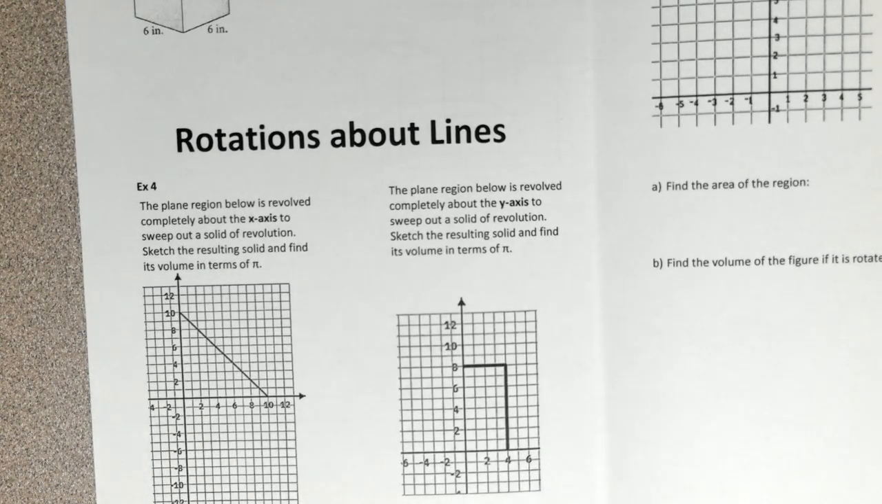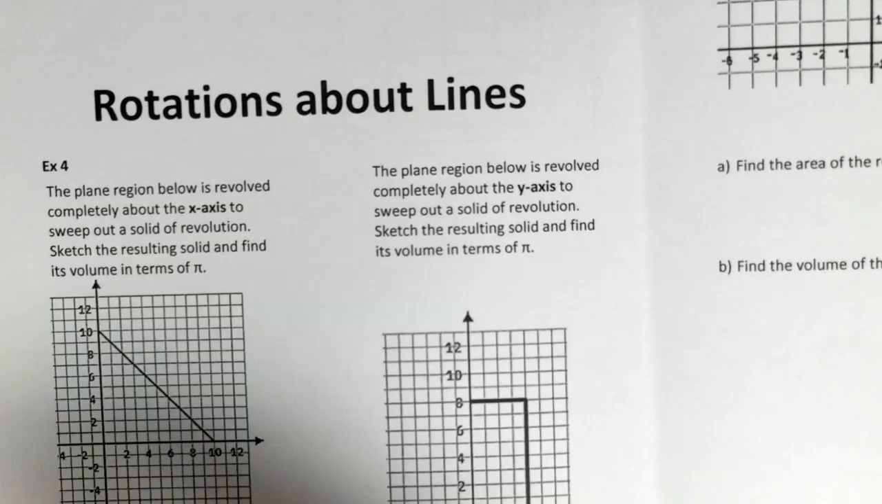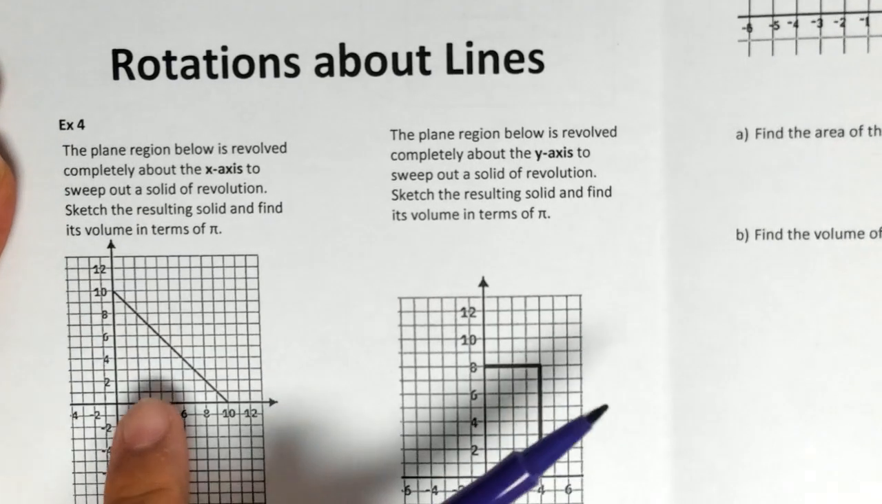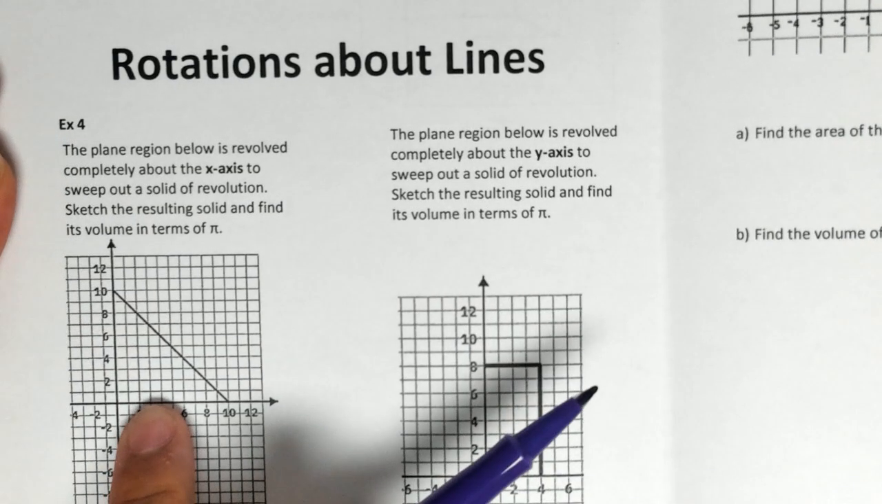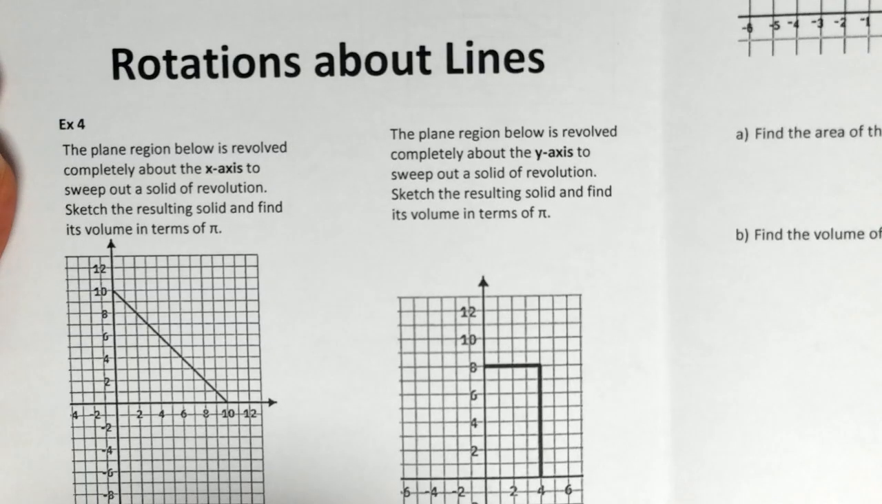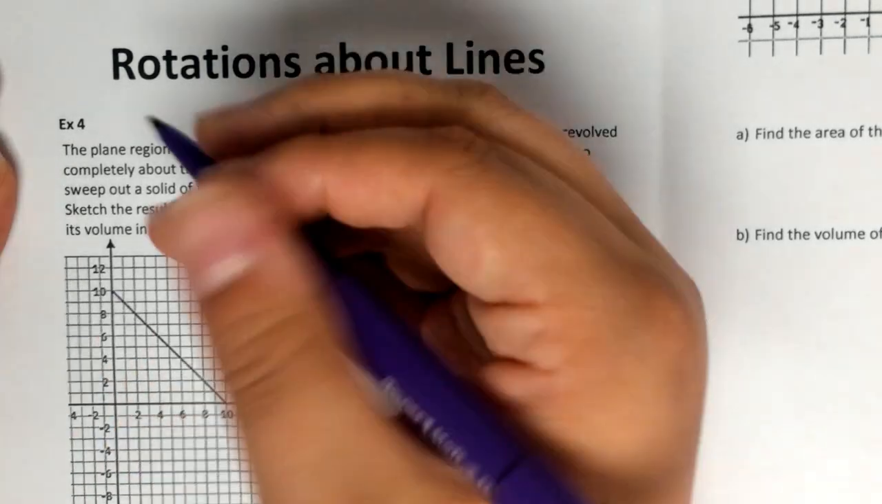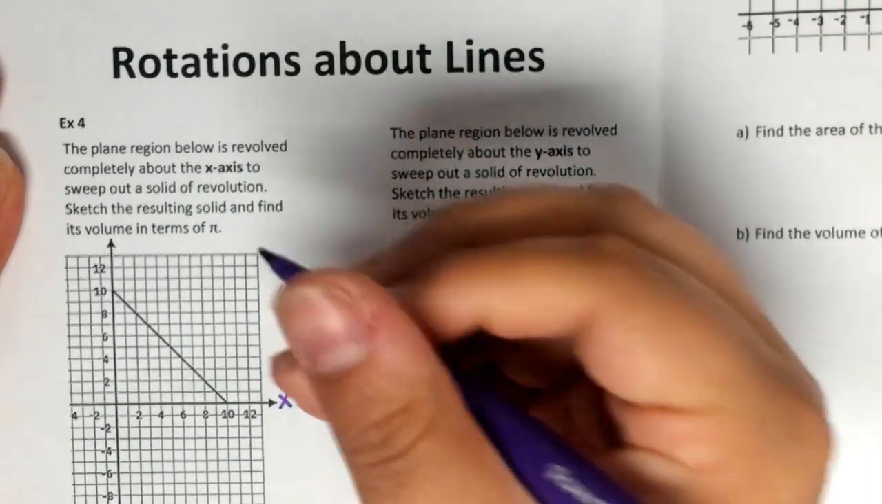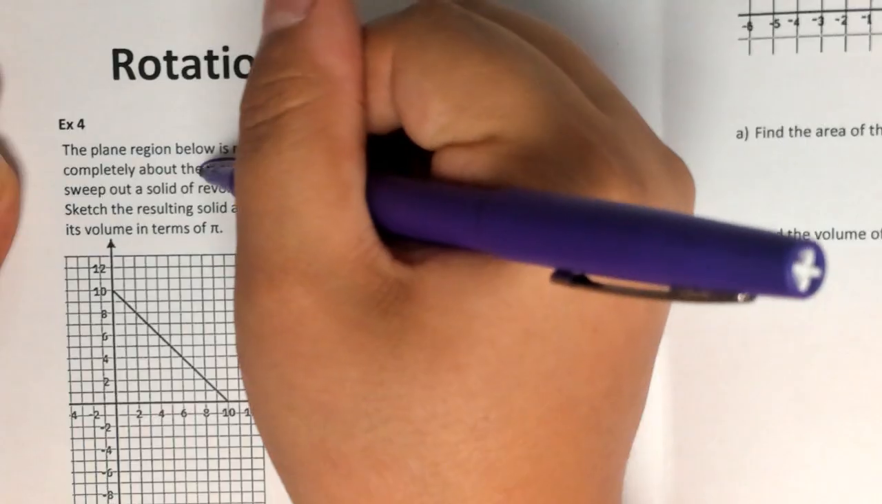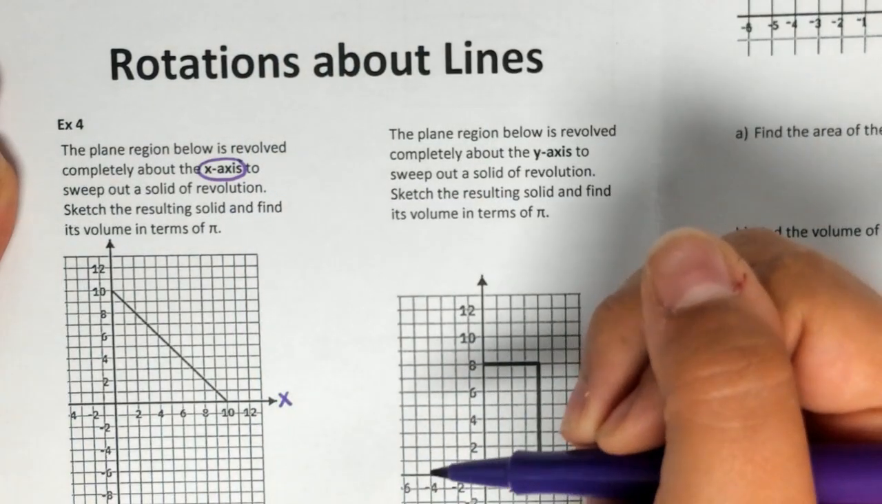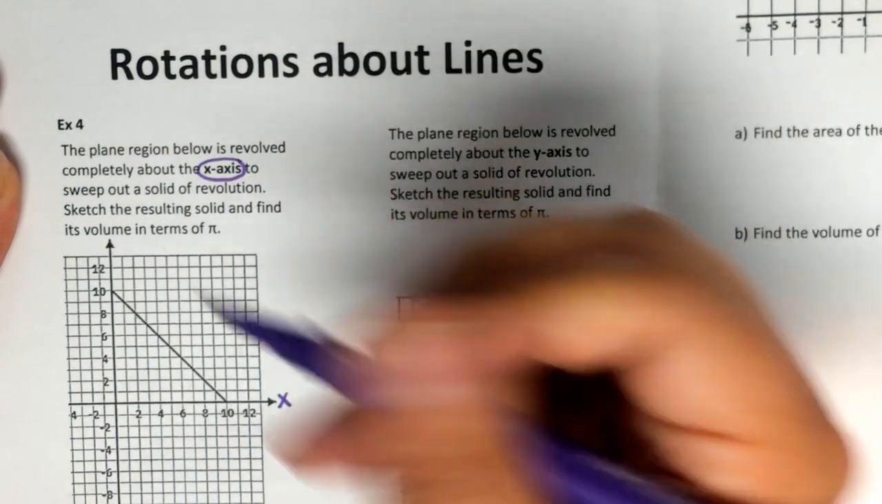Now right here, I have what shape on example 4? Do y'all agree I have a triangle? All right, it says the plane region below is revolved completely about the x-axis. Which one is my x-axis? The horizontal line. Everybody put an X on the x-axis. And I'm going to rotate about that to sweep out a solid of revolution.